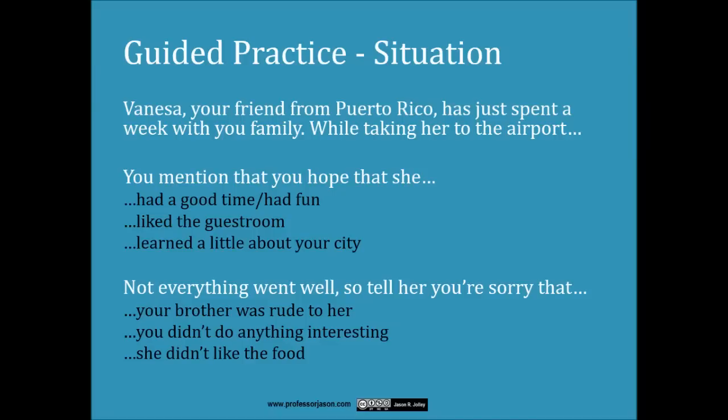Now, just to get us a little bit away from directly translating English to Spanish, I want you to think about a scenario, a situation that would require someone to use the present perfect subjunctive. So it would be something like this. You just had a friend, your friend from Puerto Rico, Vanessa. She spent a week with your family. Now you guys are in the car, you're driving her back to the airport, and just as you're getting ready to check in or whatever, you're going to do a couple things. You're going to mention that you hope that she, right? Entonces, espero que tú, you hope that she has had a good time. You hope that she liked your guest room. You hope that she learned a little bit about your city.